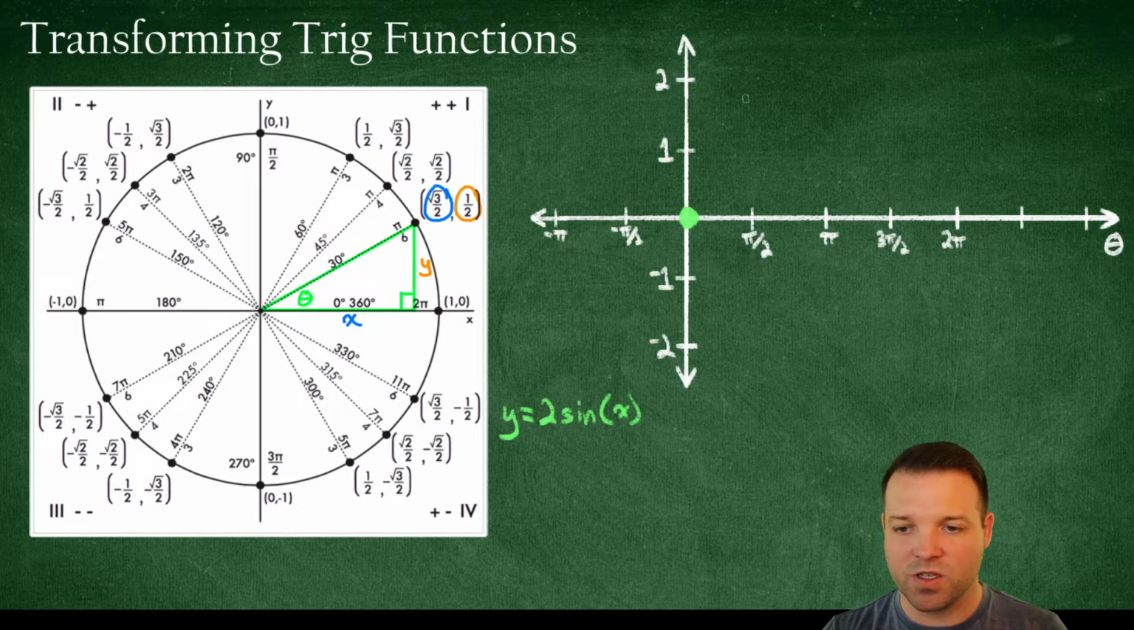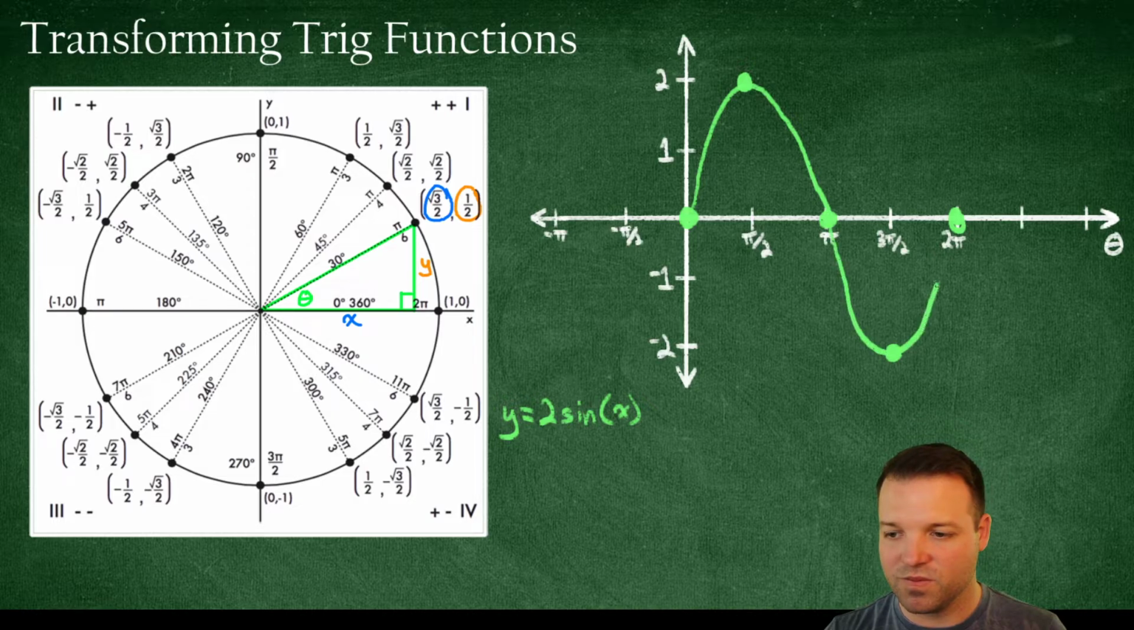So 0, 0, and then at pi over 2, it's going to go up to 2. And then at pi, it's going to go back to 0. And then at 3 pi over 2, it's going to go to -2. And then at 2 pi, it is going to go back to 0. And so I'm going to go ahead and fill this in as best I can. That looks not too good, but it's okay.